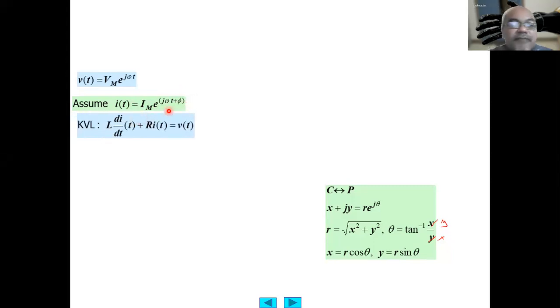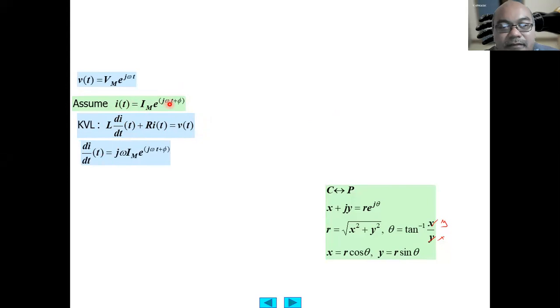So x equals r cosine theta, y equals r sin theta. Going back to the previous problem in the previous slide, V(t) is expressed as Vm exponent j omega t, assuming that the current inside the electrical circuit network is Im times exponent j omega t plus an introduced phase phi. Using KVL, this is still the same problem, the RL circuit: L di/dt plus R i(t) equals V(t).